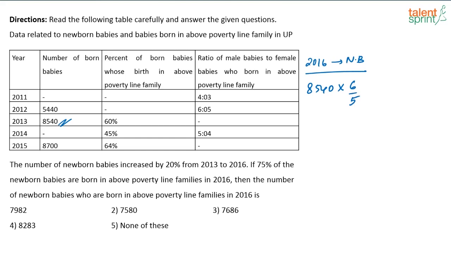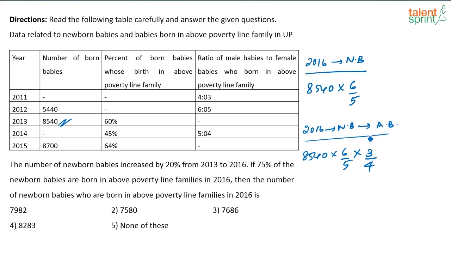Correct? Okay. Now if 75% of the newborn babies are born above poverty line in 2016, so in 2016, how many newborns are born above poverty line? 75% of the total number of newborns. That is nothing but 8540 into 6 by 5, right? Into 75% of this. 75% is what? 3/4. 3/4 of this, right? So this is the answer that you are looking for.